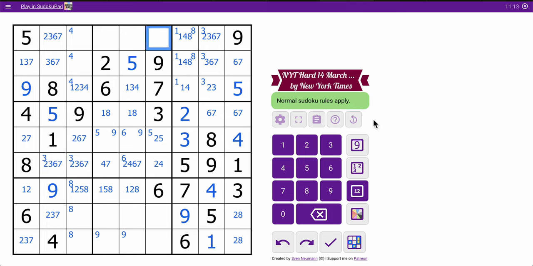Let's see, 3, 6, 7, 9. Eight. See, 6, 7, 9. Okay, there's 2/3 of 1, 4, 8. There's 2/3 of 1, 4, 8. But these don't really interact with each other. Okay, what are these?